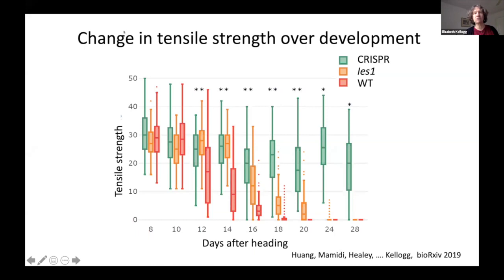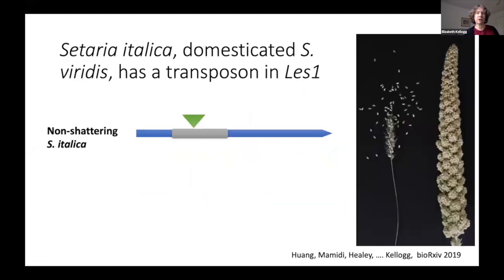So here's the tensile strength of the abscission zone. The high shattering wild type, this is ME34, is shown in red, and you can see after about 18 days after heading, it's dropped close to 0. The slightly lower shattering wild allele does shatter, but later. And then in the CRISPR line, the tensile strength stays very high. So, across development, that validated it.